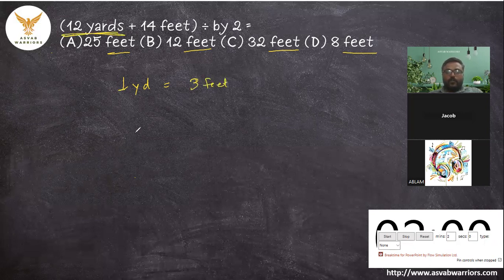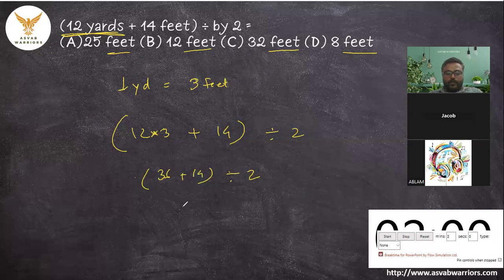Now 12 yards will be, of course, 12 times 3, which is 36, plus 14, divided by 2. So what do we have? 36 plus 14 is 50, divided by 2. How much is that, Ablam? 25. So 25 feet.